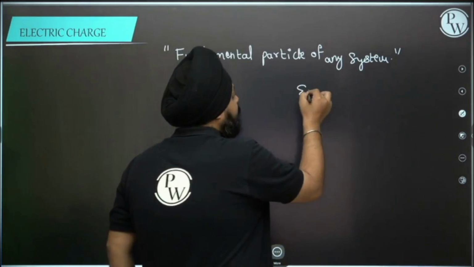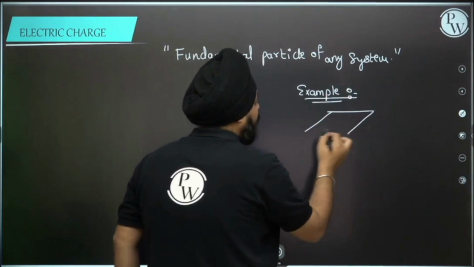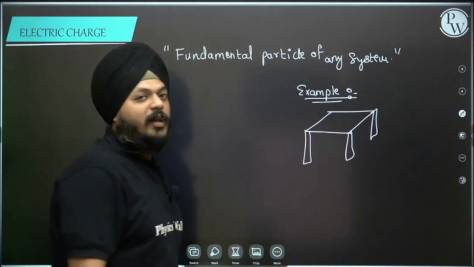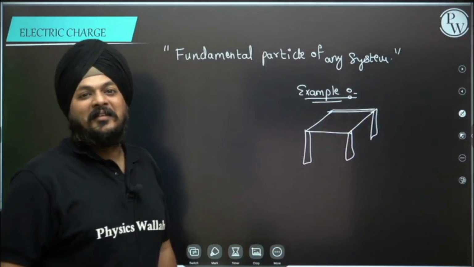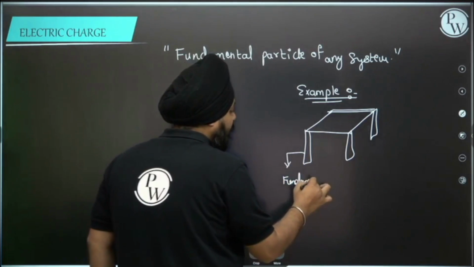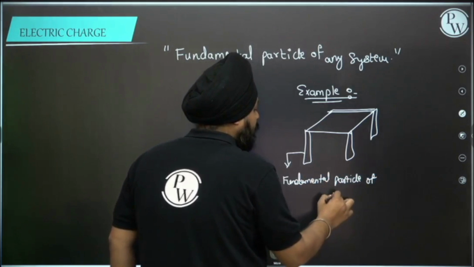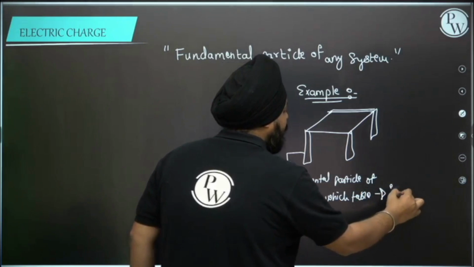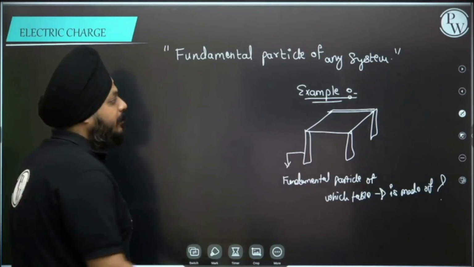Let's take an example to understand this. If I'm talking about the table, now many might be saying, sir, one leg is missing. Yes, the table is like that only. The most fundamental particle of which the table is made of is charge. The first example.